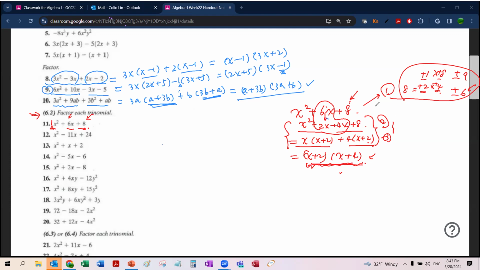All right, so for the rest we will use the same kind of method. Try to do the second and third steps in your mind, and try to write the answers.